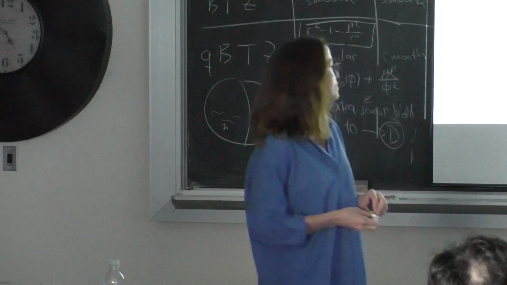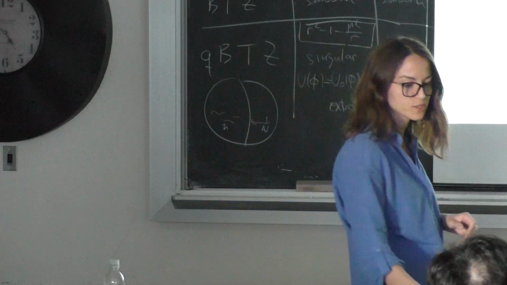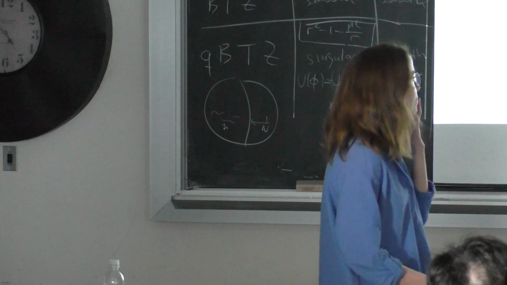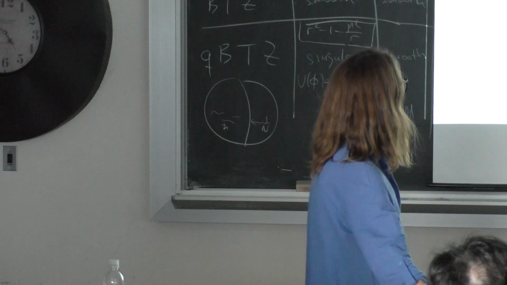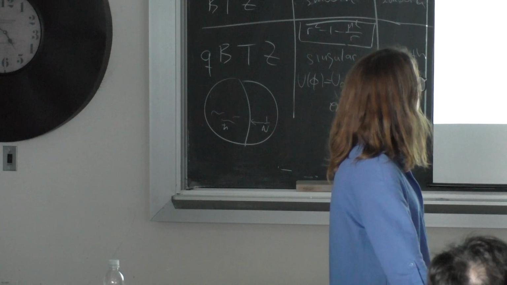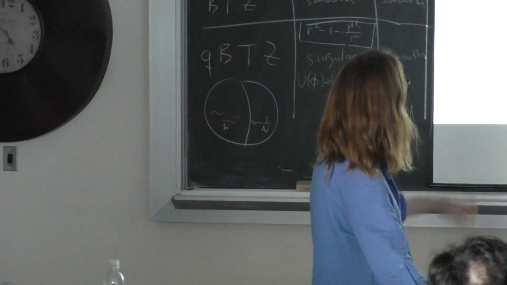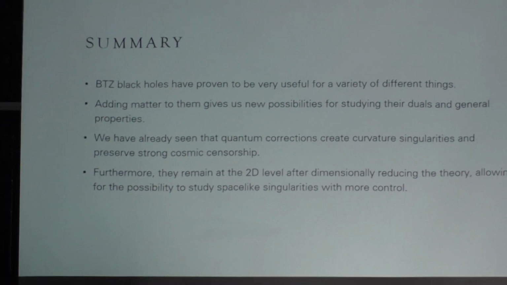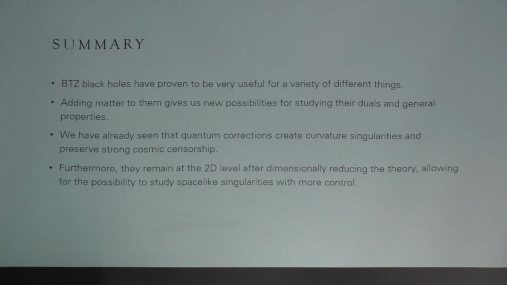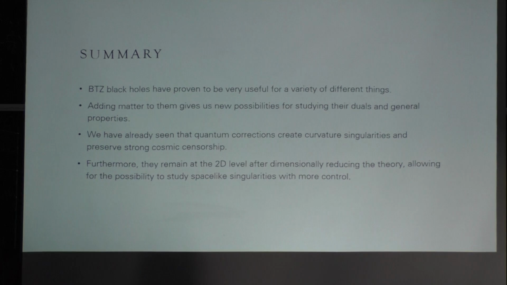Okay. So I skipped a lot of details in the end, but you can ask me about it if you are interested. Let me just summarize right now. So what have we done? Well, we have reminded ourselves about the BTZ black hole. We've seen that adding matter to the BTZ black hole gives us new possibilities for studying properties of these things, and we've seen that quantum corrections save strong cosmic censorship. And that going to 2D actually makes some sense if we want to talk about resolving the nature of the space-like singularity from some sort of unique perspective.